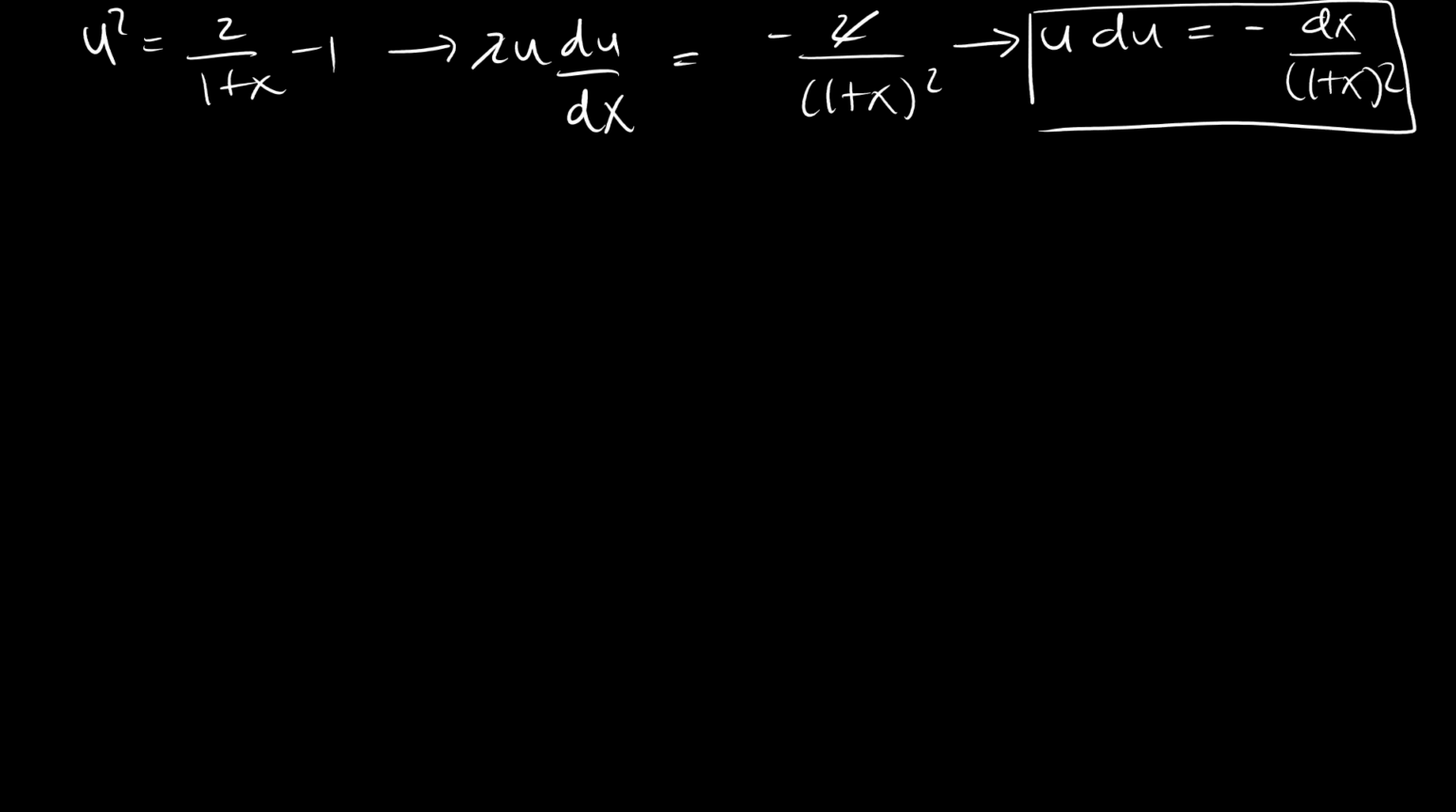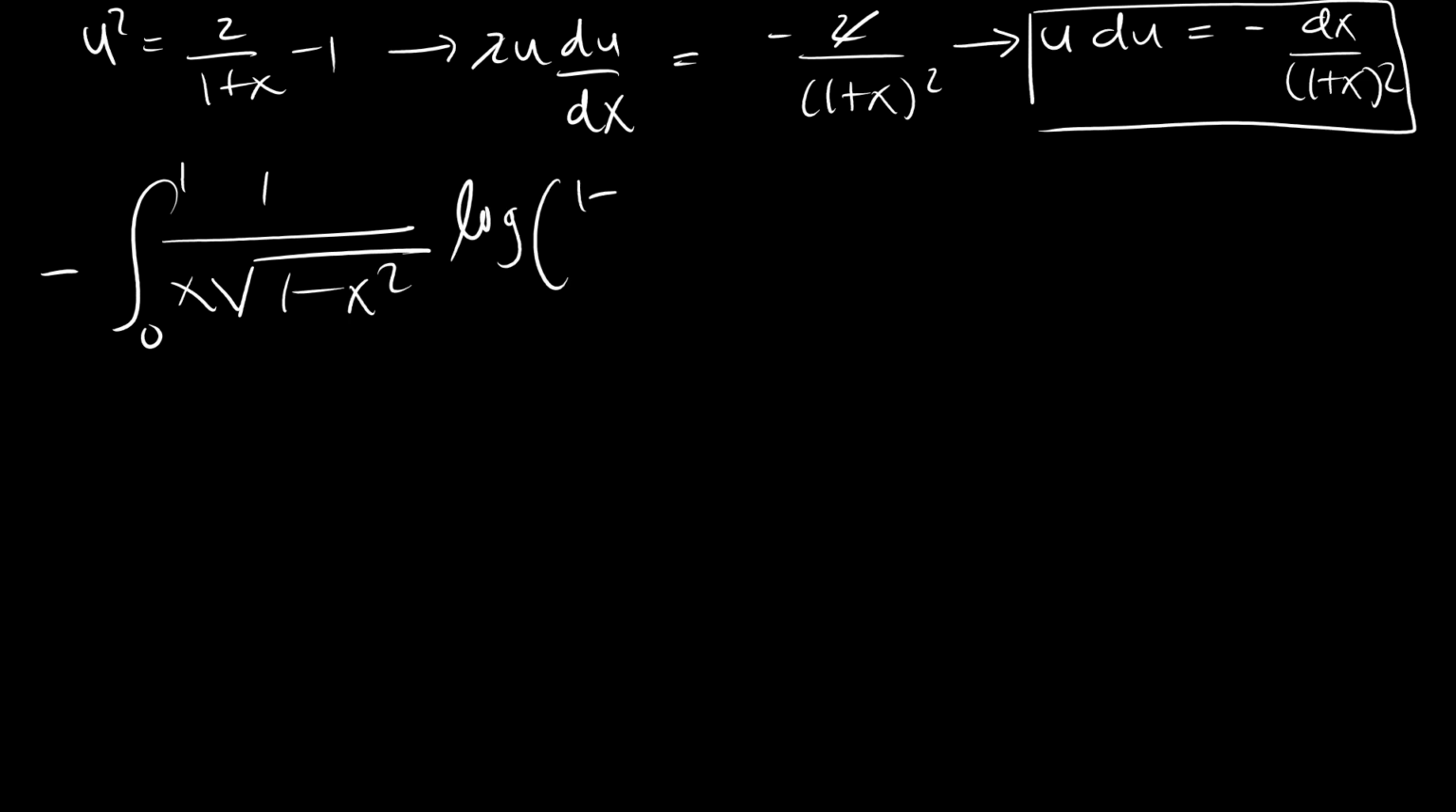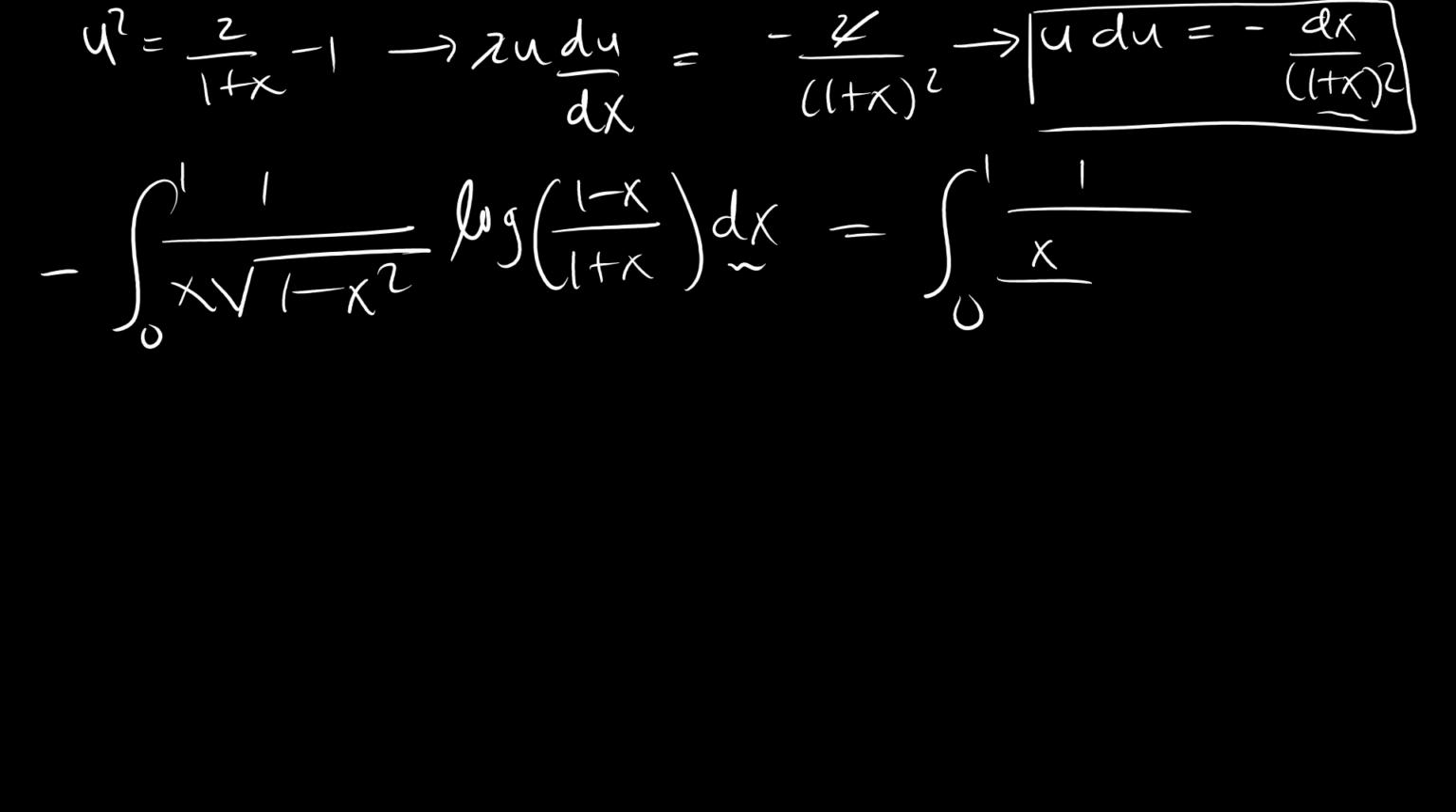Right? And our original problem, negative integral from 0 to 1 of 1 over x square root of 1 minus x squared times natural logarithm of 1 minus x over 1 plus x, can be rearranged. And we want to express this dx in this format here as follows. So we have 0 to 1, 1 over x over 1 plus x, square root of 1 minus x squared over 1 plus x, and this negative here can be brought.